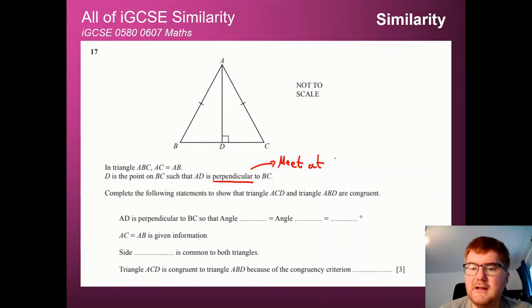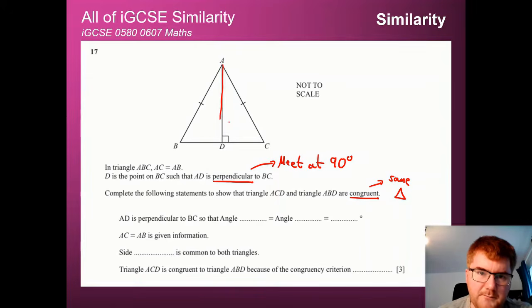And lots of good language in this video today. And notice they give us a right angle here too. Complete the following statements to show that triangle ACD and triangle ABD are congruent, i.e. the same triangle. Okay, so which triangles are we looking at? ACD and ABD. Okay, so both sides, yep. So we're looking at this triangle. So ACD.